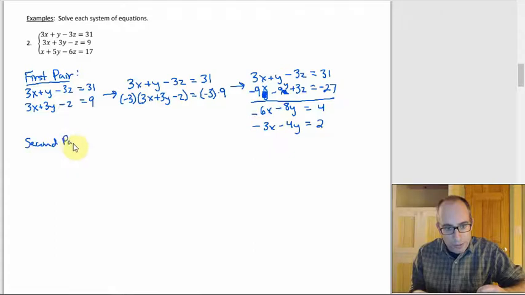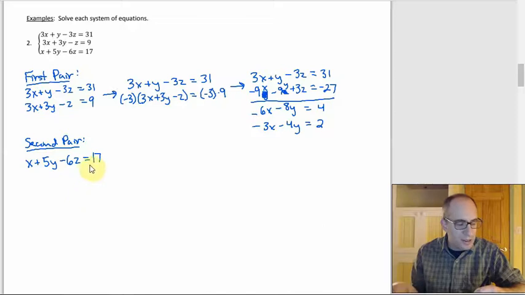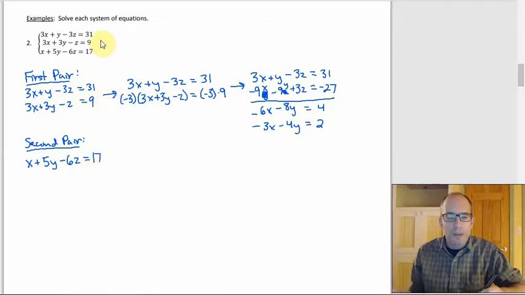So for the second pair, the one that I haven't used yet is the bottom of the original 3, the x plus 5y minus 6z equals 17. So I got to make sure I use it. So x plus 5y minus 6z equals 17. And then I just need any of the other ones. I guess I'm going to use the top, because then 3 is closer to 6. I only have to double this. I don't have to multiply by 6. So that should keep the numbers under control a little. So I guess that's really all I'm thinking about here.